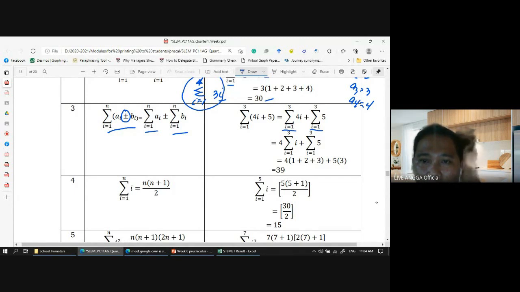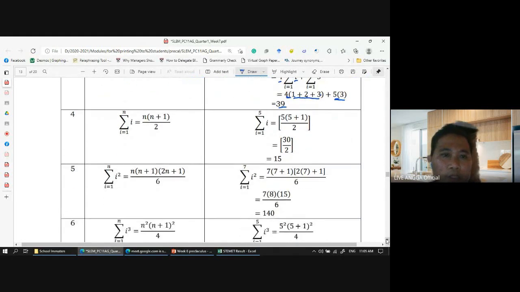Ayan. So, i-factor ang 4, ang i na lang, 1, 2, 3. Then, ang 5. Ang ibig sabihin nito, 5 plus 5 plus 5, it means 5 times 3. So, this is 4 times 6, that is 24 plus 15, that is 39. So, ihiwalay, pwede ha. I-factor, pwede. Basta ang factor lang ay ang number. Number constant lang ang pwede i-factor, pwede ihiwalay. Okay?